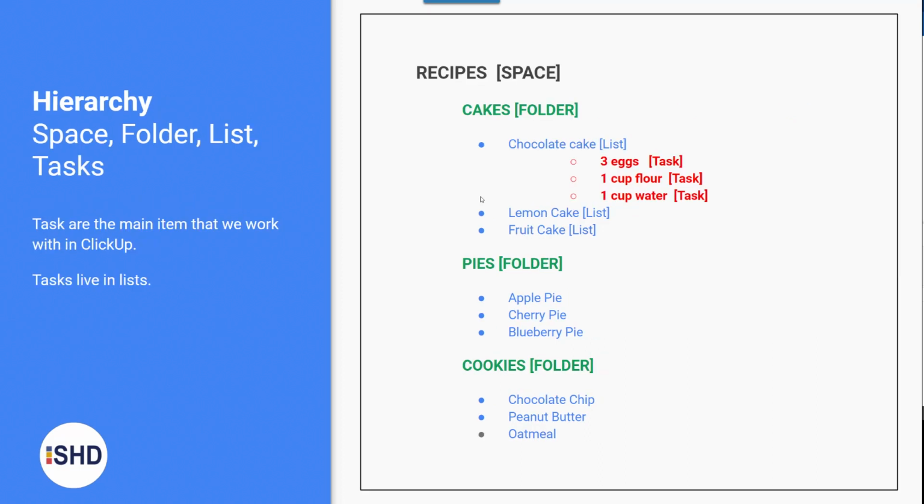So the main item that we work with in ClickUp are tasks, and tasks live in lists. So I'm sticking with our same overview here, same structure, but just now in my chocolate cake list, I have 3 eggs as a task, 1 cup of flour, 1 cup of water. Now, yes, that's not a task. Those are recipe items. Call it what you want. I could say, sure, mix the 3 eggs, add a cup of flour, add a cup of water. Fine. That could be a task. But that's, in general. In any case, so you get the idea that tasks live in lists.